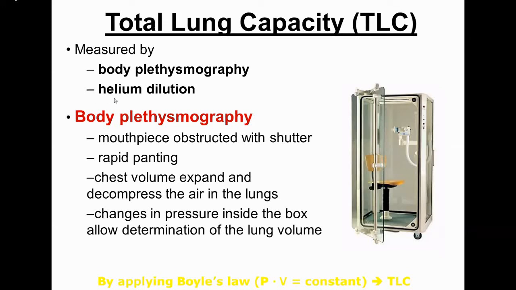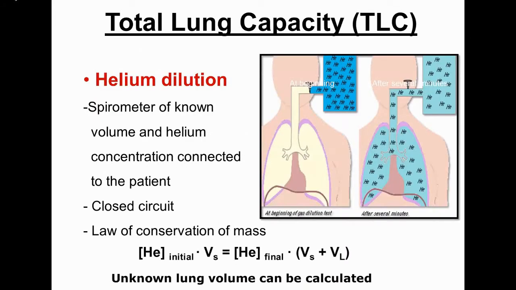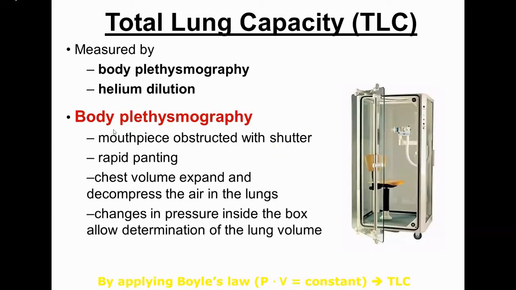Besides this, there is another method called the helium dilution. Here we give helium, and then we assess how much the lung capacity was, how much volume the lungs took, and in this way we can calculate the total lung capacity also. So this is the plethysmography method, and the principle used to assess the lung volumes and capacities is Boyle's law.